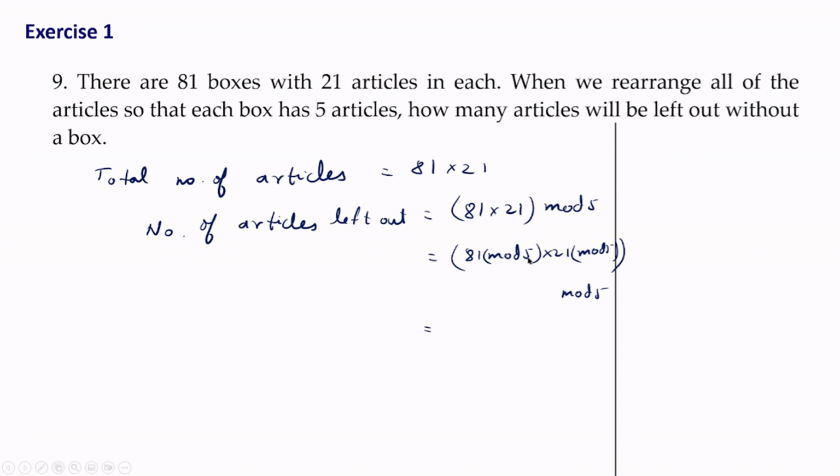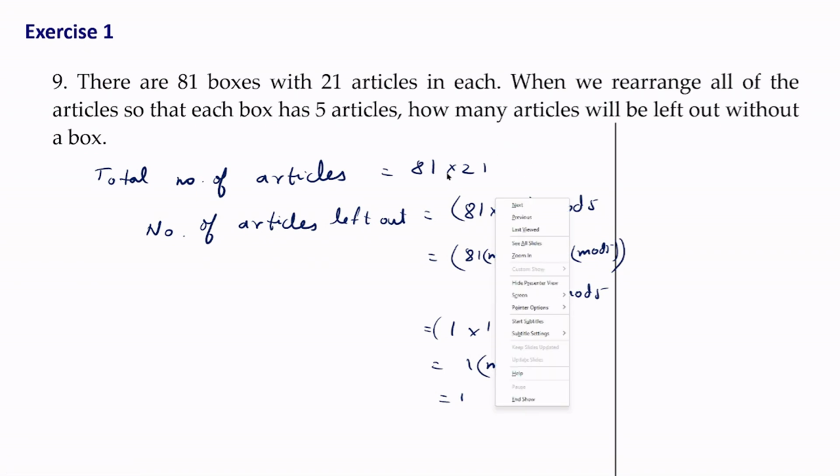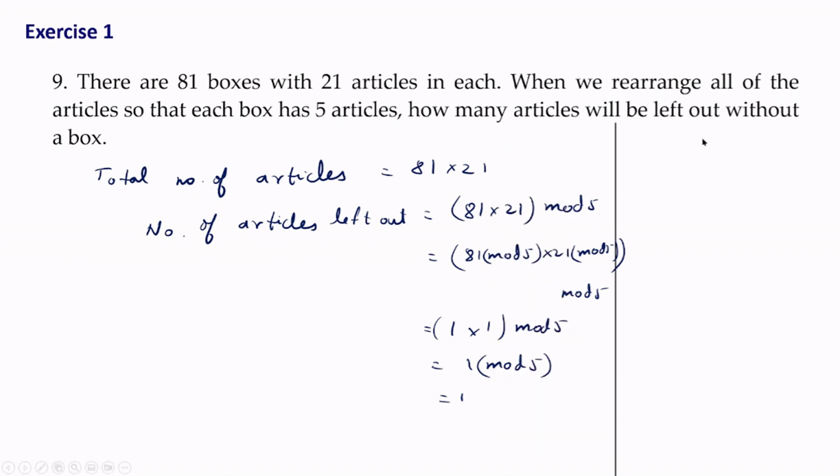Here when we divide 81 by 5, we get the remainder as 1, and when we divide 21 by 5, we get the remainder again as 1. So this is 1 mod 5. Here we can see that 1 is less than 5, so 1 mod 5 is equal to 1. As a result, one article will be left out without a box.